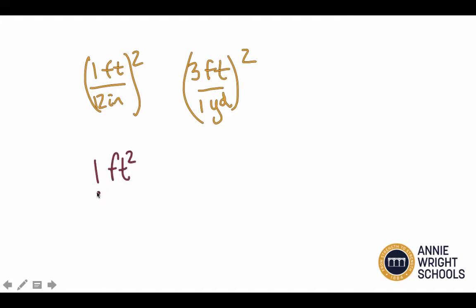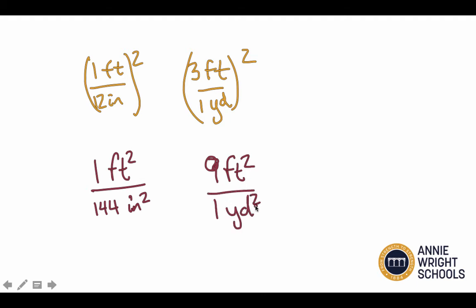1 squared is 1. Feet squared is feet squared. 12 squared is 144. Inches squared is inches squared. 3 squared is 9. Feet squared is feet squared. 1 squared is 1. Yard squared is yard squared. These are the conversion factors you use when you're dealing with square units.